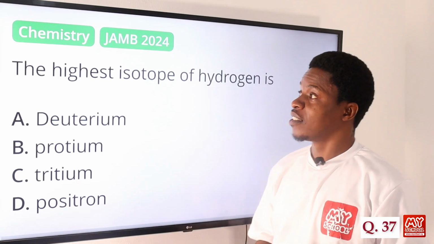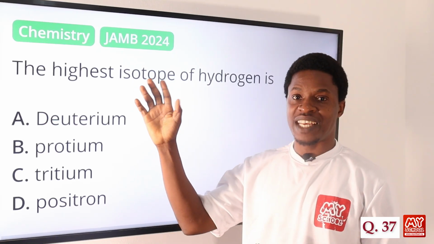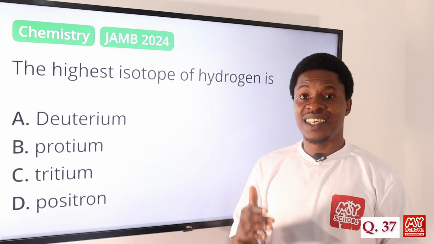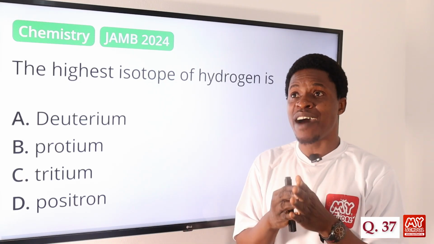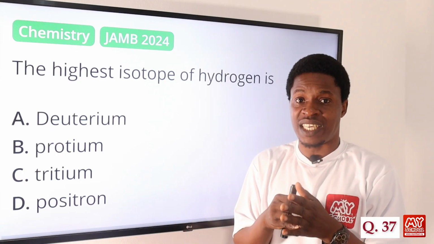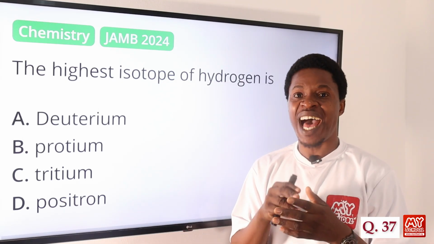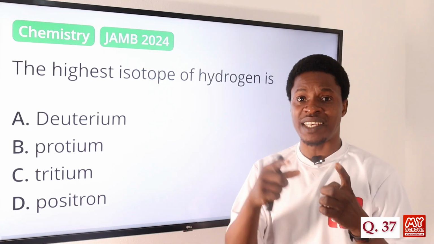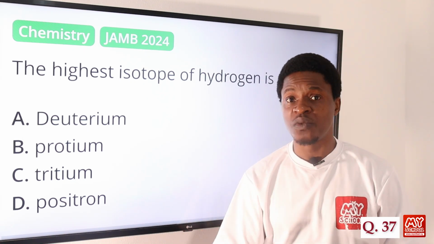Question 37. The highest isotope of hydrogen is what? What are isotopes? Isotopes are two or more forms in which elements can exist, atoms of the same element. Isotopes are atoms of the same element having the same atomic number but different mass number. The mass number is different but the atomic number is the same, and so we can have two or three of them.